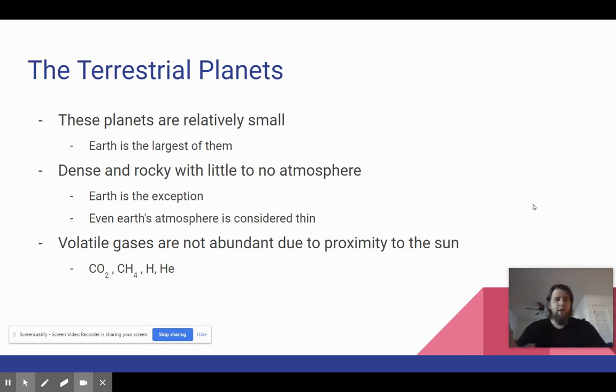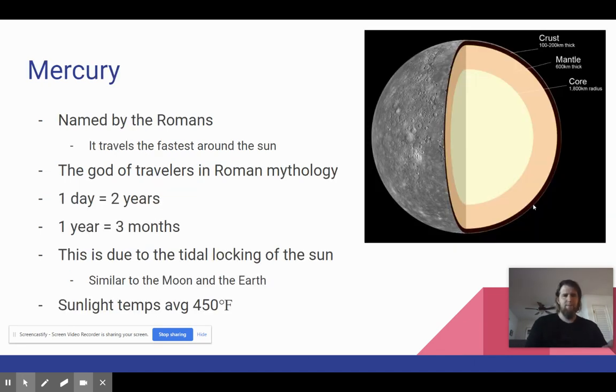Usually these volatile gases are not super abundant because, being so close to the sun, they break apart or they burn off, if you will. So CO2 is carbon dioxide, CH4 is methane, H is hydrogen, and He is helium. We find that the outer planets consist of these types of gases, but as we get closer to the sun, these gases burn off. Therefore, these volatile gases are not very abundant.